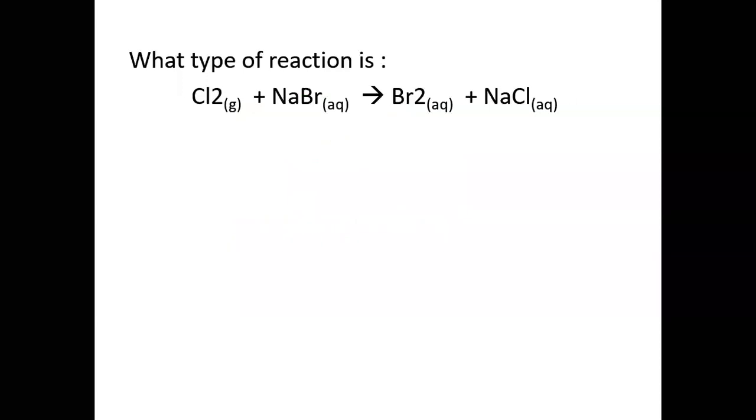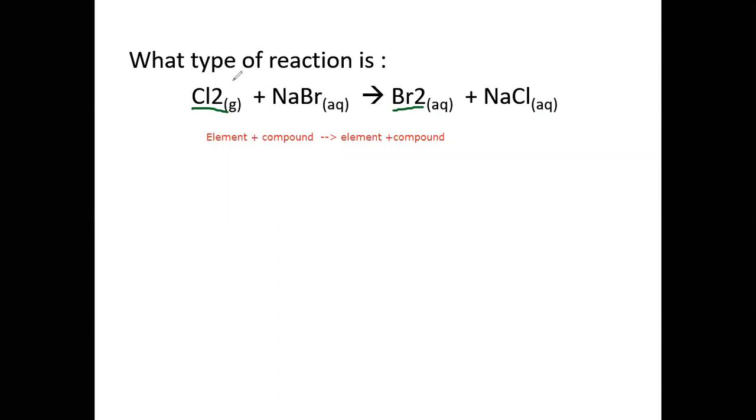So here we want to know what type of reaction this is. And then again, if we write out the general form, we have an element plus a compound gives us an element plus a compound. So here we have an element plus a compound gives us an element plus a compound. And so redox has occurred because we have two different elements on each side of the reaction. On one side it's chlorine, on the other side it's bromine as elements.